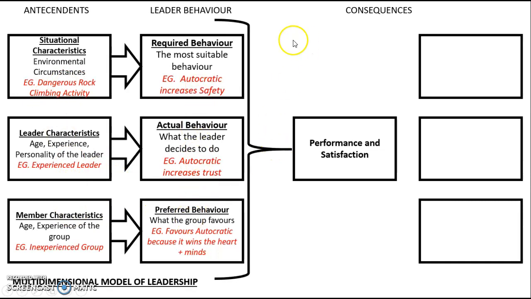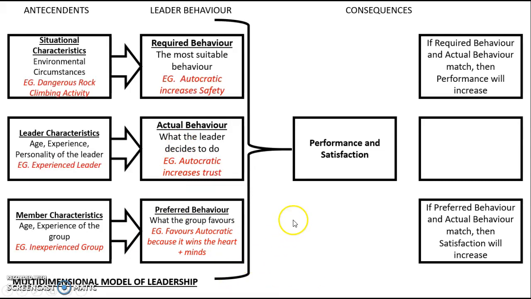So can we now say how these 3 leader behaviours interact to either lead to increased group performance, increased group satisfaction, or a combination of both? So let's have a look then. If the required behaviour here matches the actual behaviour, then there will be an increase in performance, because what is required to overcome the situation is what the leader is actually doing. So that should make sense to you. However, if the actual behaviour matches the preferred behaviour, this will lead to an increase in satisfaction because you're doing what the group wants you to do.